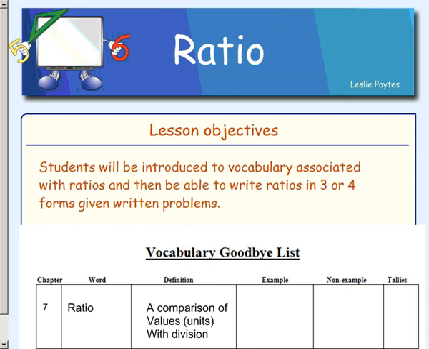All right, we're going to start our ratio chapter, ratios and proportions. And I think what you'll find is we've actually run into ratios a lot this year. We just didn't call them ratios.